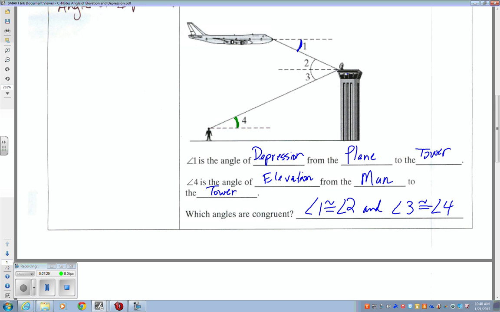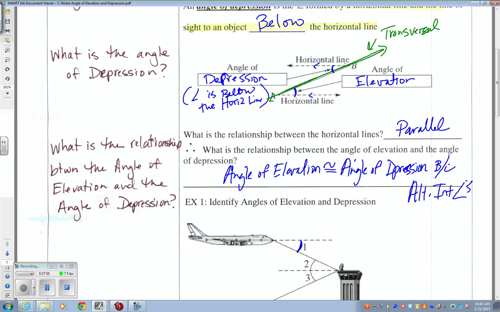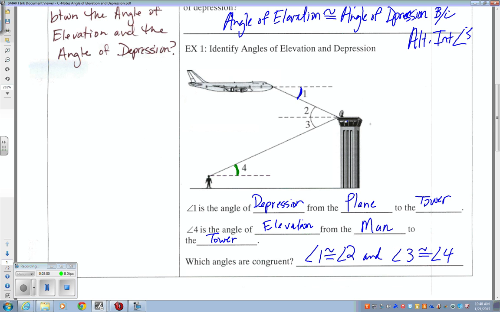Why can angle 1 not be congruent to angle 4? Different transversal. Okay? Different transversal. Yes, horizontal lines, but they have different transversals, and that's important too. Are we good understanding? They are congruent when they have the same transversal. Here, we don't have the same transversal.